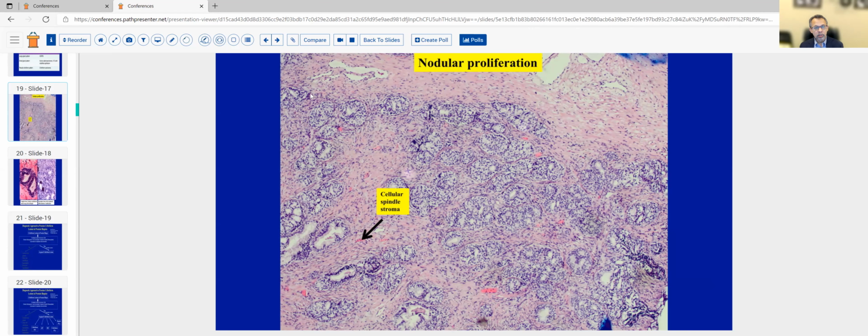So again, paying attention to low power is critical in all these lesions. And note here how nodular or lobulated this proliferation is, that these glands essentially stop sharply here with completely normal appearing prostatic parenchyma on this particular aspect. And again, note this presence of cellular BPH-like spindle cell stroma, very, very helpful feature. When you see that particular feature, think about benign prostatic hyperplasia associated reactive proliferations.